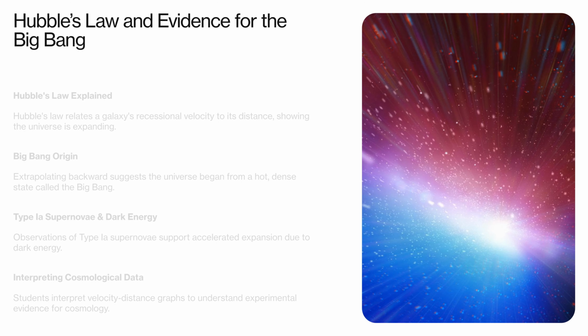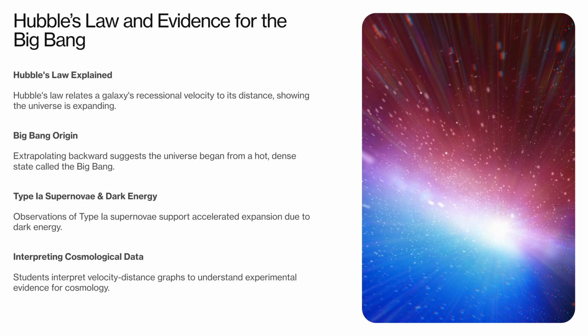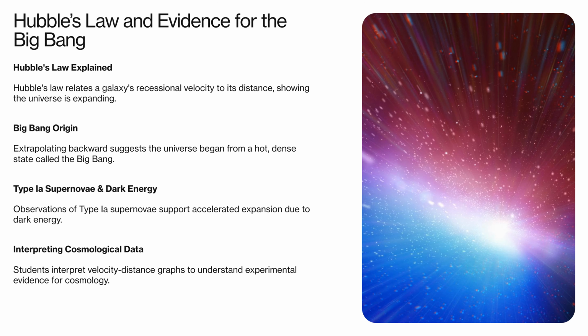Hubble's law states that the recessional velocity of a galaxy is proportional to its distance from Earth, v = H0 d, where H0 is the Hubble constant. This relationship provides strong evidence that the universe is expanding. By extrapolating backwards in time, astronomers infer that the universe began from a hot, dense state known as the Big Bang. In astrophysics, we use physics to understand the universe.